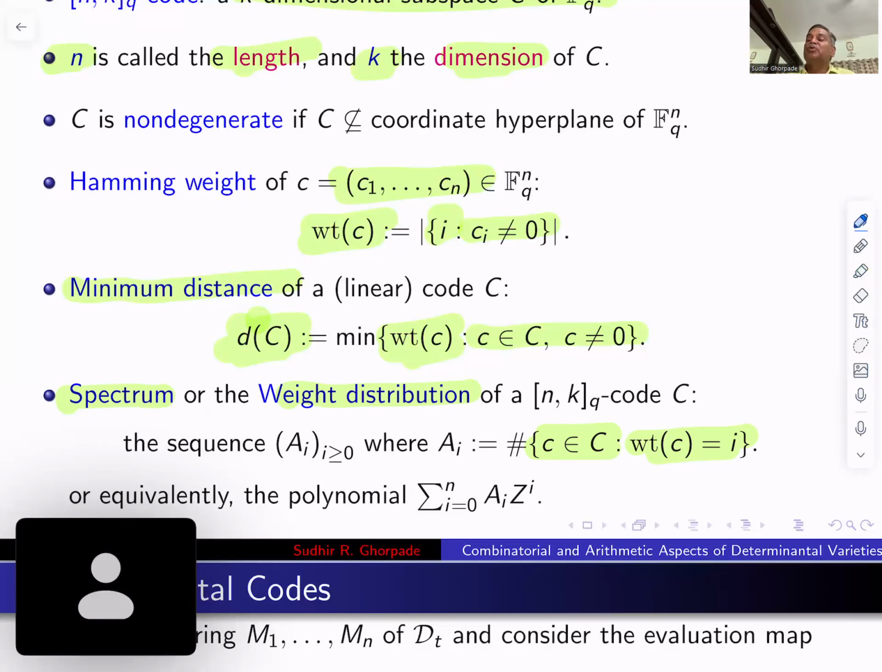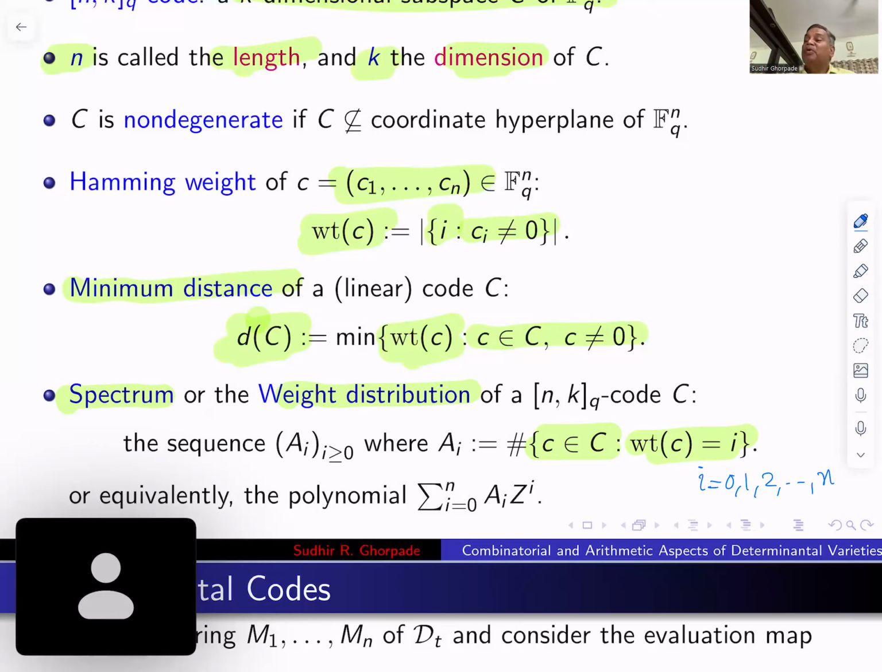So you just find out how many elements do I have of weight 1, weight 2, weight n. Weight 0 is sort of clear. 0 is the only code word of weight 0. But then it becomes interesting to find out the rest. And that's called the spectrum or the weight distribution of the code.